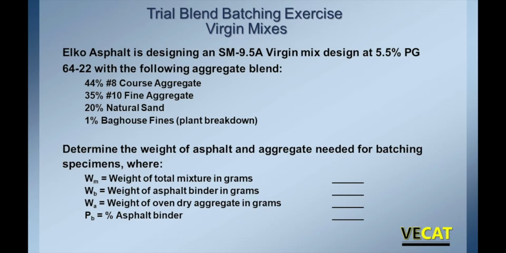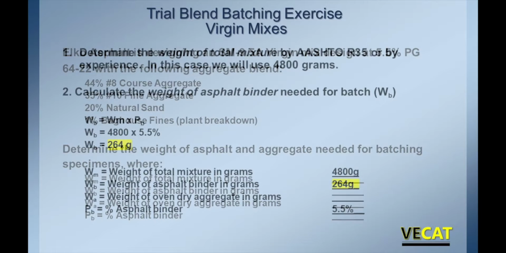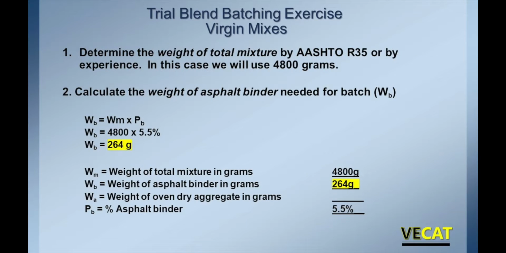You want to determine the weight of asphalt and aggregate needed for batching the specimens. The first thing you want to know is what size specimen are you going to use. Are you going to use 4,800 grams for a pill, or are you doing a rice, so maybe you only need 2,000 grams? So getting started, we want to determine the weight of the total mixture by AASHTO R35 or by experience. In this case, we're going to use 4,800 grams. We're going to do a pill specimen for the lab.